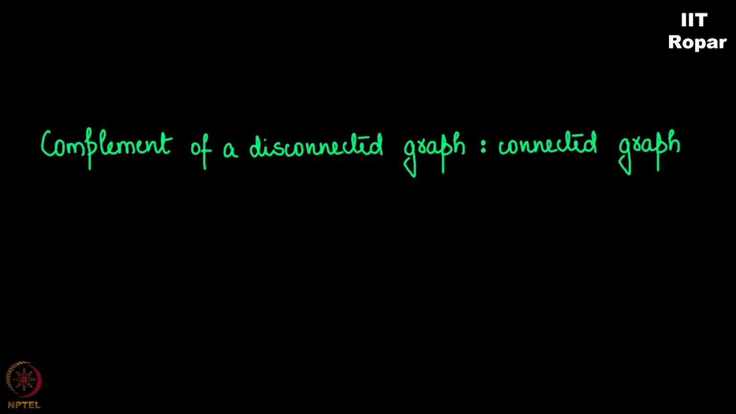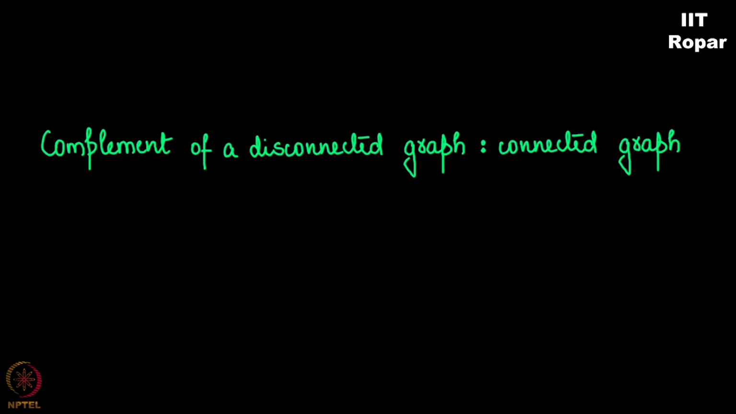So what's the statement of the theorem? Complement of a connected graph, we don't know what can happen with it. It can be connected or disconnected. Statement of the theorem is: complement of a disconnected graph is always connected.